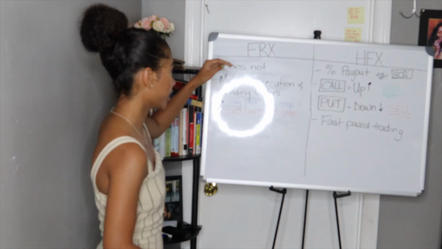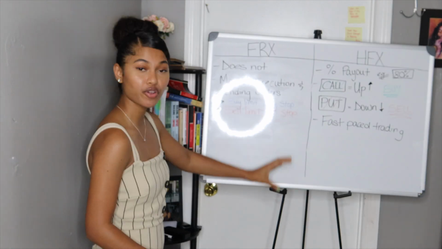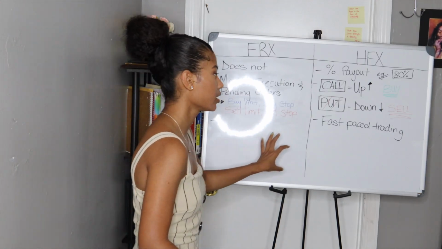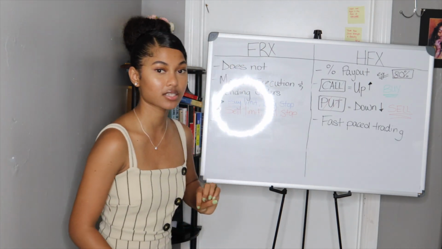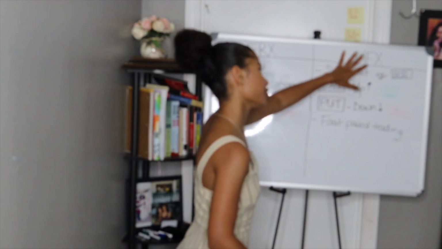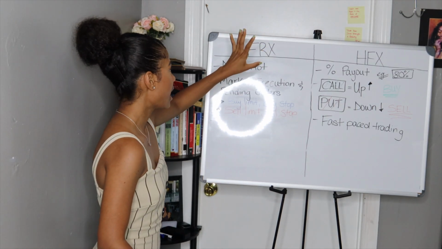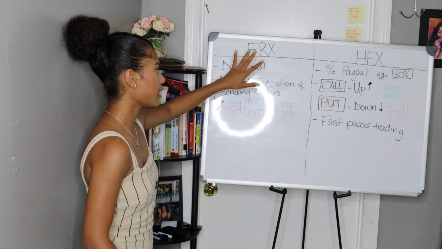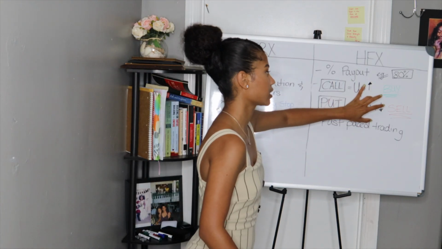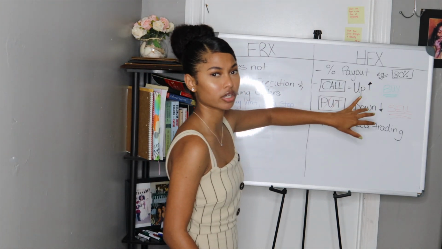So let's say you already trade FRX and you have your broker already set up. That broker, you cannot trade HFX. It will not allow you to trade HFX. Or let's say you have HFX and you want to start getting more involved with FRX and get more in tune and learn about it. You cannot trade FRX with the HFX brokers, all right?